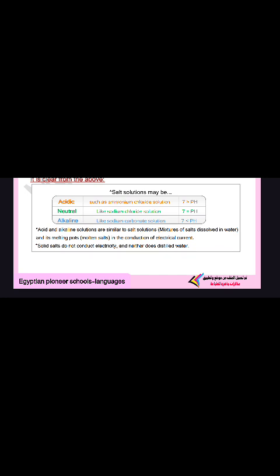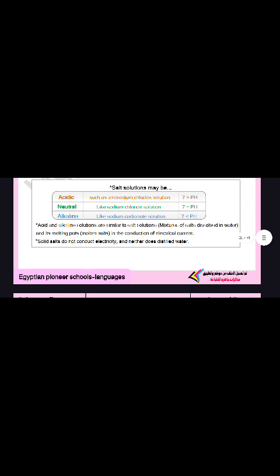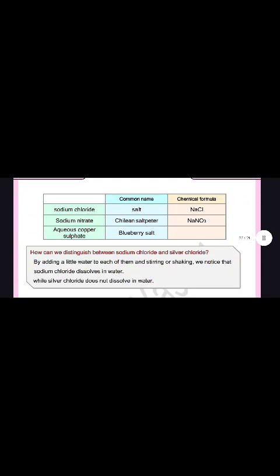The mixtures of salt dissolved in water and its melting pots, molten salts, and the conduction of electrical current. Solid salts don't conduct electricity, and neither does distilled water. Here in the table, the common name and chemical formula for different salts.